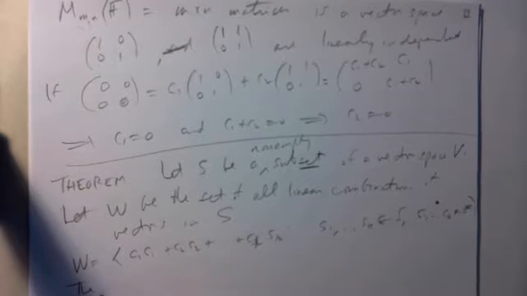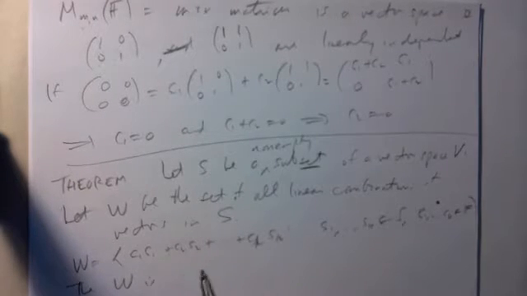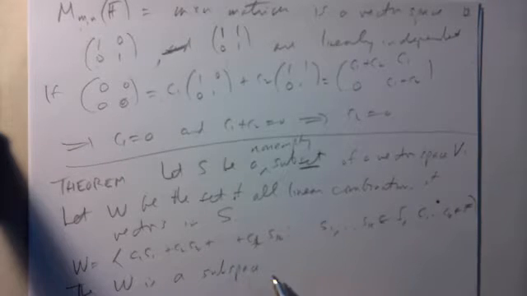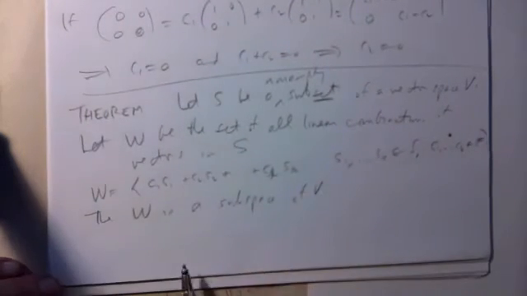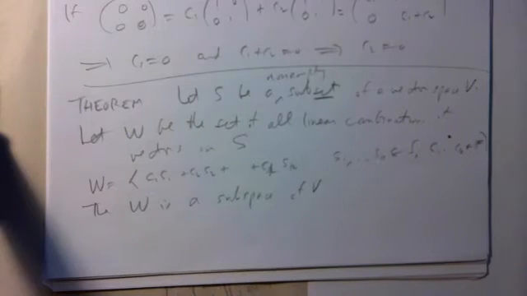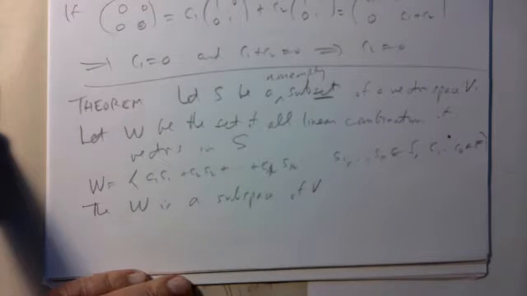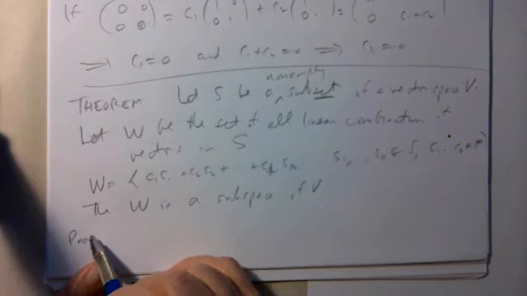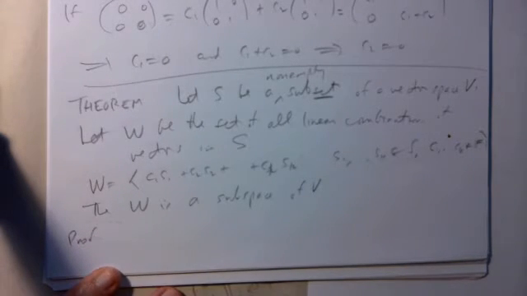So there's something in S. Then W is a subspace of V. So if you take any non-empty subset of a vector space and you look at all linear combinations of the vectors in the subset, we claim that's a subspace. And the proof is pretty straightforward.